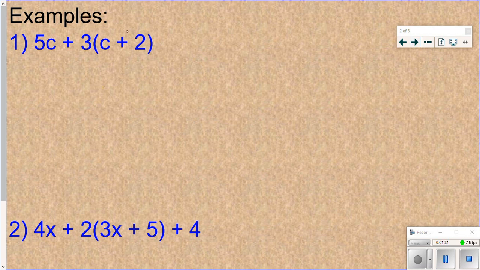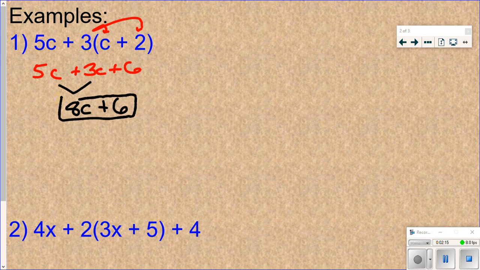So example one, here's distributive property. We said we're going to do that first. So we have 3 times c plus 2. So let's multiply 3 times c and 3 times 2. The 5c I'm just going to bring down. Don't forget about that. 3 times c is positive 3c. That's where the plus sign comes from. And 3 times 2 is 6, and that's positive, so that's plus. So when I distributed it, I got 3c plus 6, and I brought down the 5c. Now I have like terms of 5c and 3c. We can add those together and get 8c plus 6.